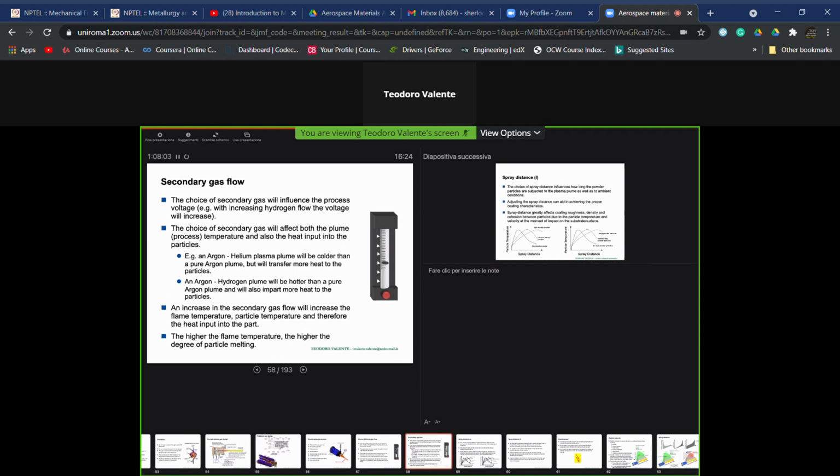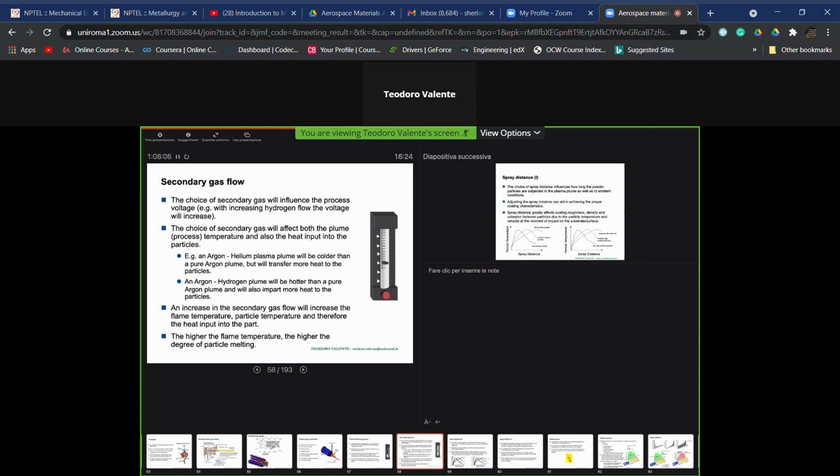The secondary gas flow for the plasma formation, and usually for our applications we have a mixture, we will see later, of two plasma gases, is important because it will influence the process voltage.